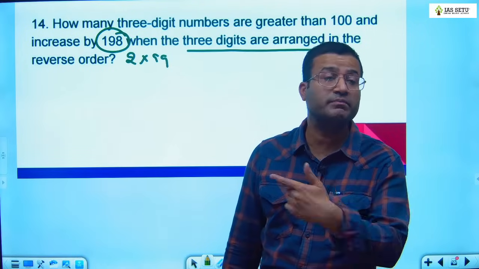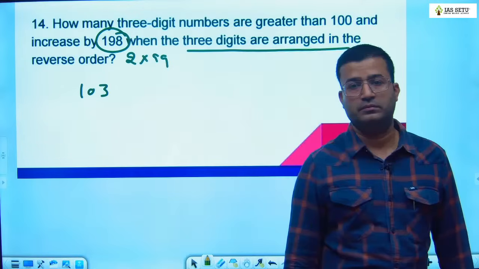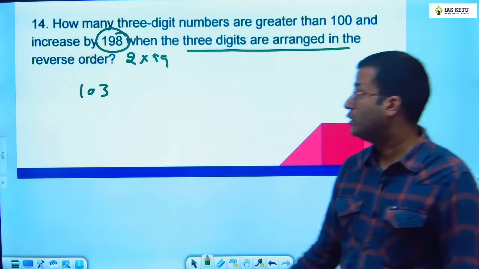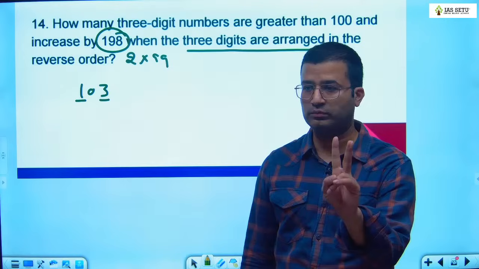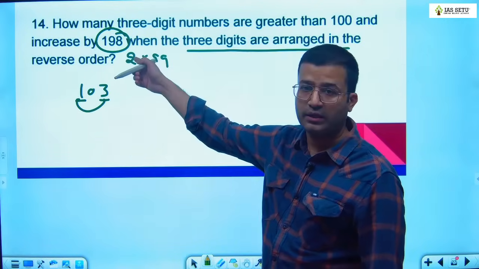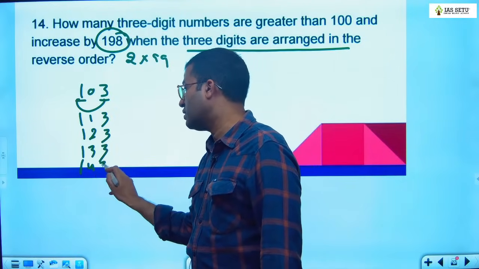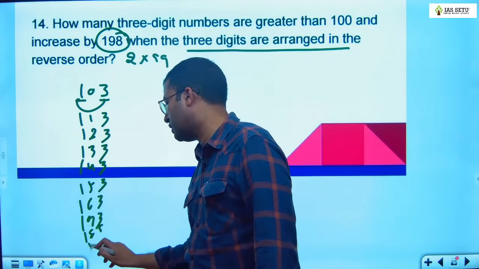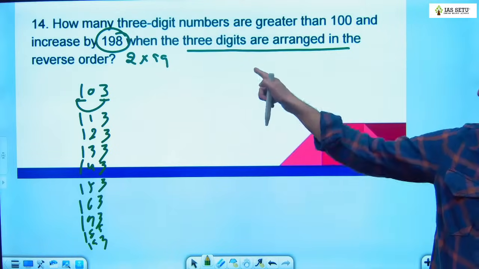What is the first number which satisfies your question? 103. So it means 100 place is 1, unit place is 3. There should be a gap of 2. Your 100 place, unit place gap decide कि वो कितने से बढ़ेगा. 113, 123, 133, 143, 153, 163, 173, 183, 190. 100 से 200 के बीच में 10 ऐसे नंबर हैं which satisfy your question.